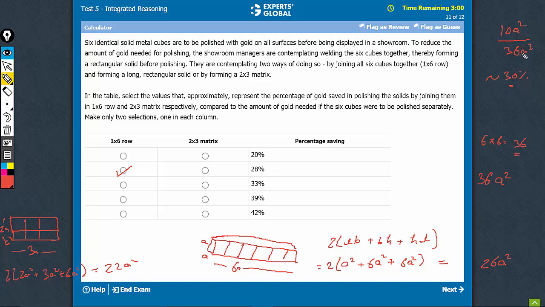The difference is 36 minus 22, this is 14a square, on a base of 36a square. So the saving is just a bit less than 40%. 40% of 36 is 14.4 and this is only 14. So just a bit less than 40%, 39%, that has to be the amount of saving in 2 into 3 matrix. So the right combination of answers is option B and option D.